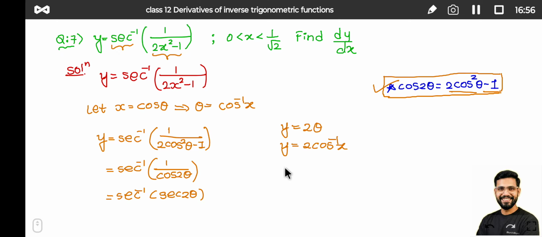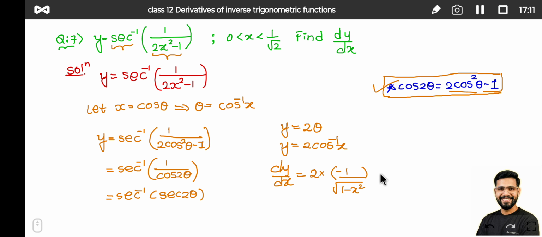Now if we take the derivative on both the sides, so derivative of y, which is dy by dx, is equal to 2 as it is, derivative of cos inverse of x, which is minus 1 upon root of 1 minus x square. Okay, so if you multiply 2 into minus 1, which is minus 2 upon square root of 1 minus x square. So that's our final answer.